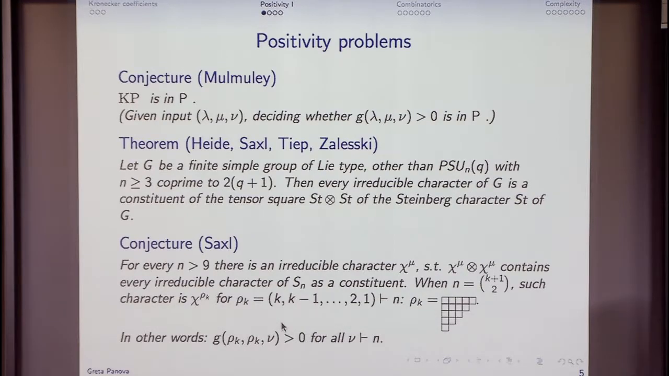Another motivation of why one could ask this question on its own is the following conjecture by Jan Saxl, which is motivated by a similar result when we're dealing with representations of finite simple groups of Lie type. Turns out that there is an irreducible character whose tensor square contains every irreducible representation. He naturally conjectured, how about the same question for the symmetric group? Is there an irreducible character whose tensor square contains every irreducible representation? In particular, can we prove this for the character corresponding to the staircase partition? The staircase partition showing up once again.